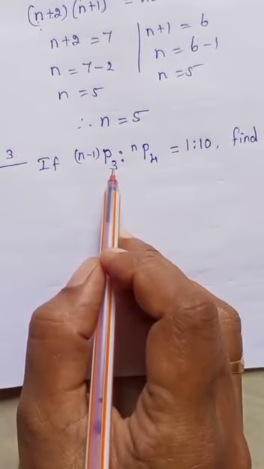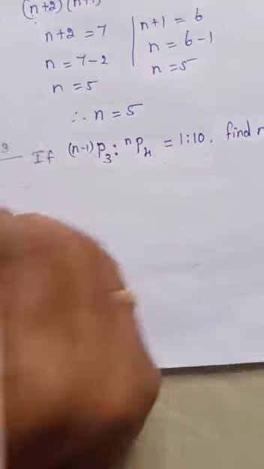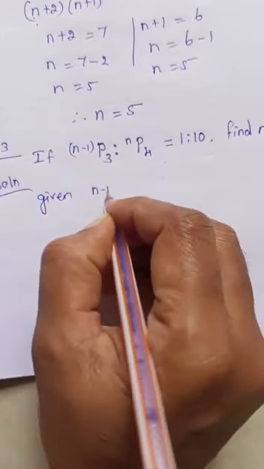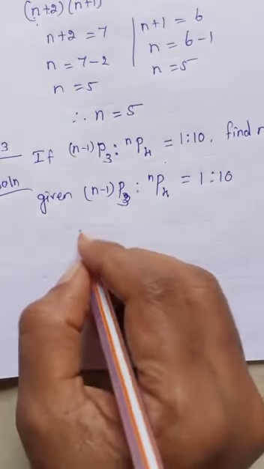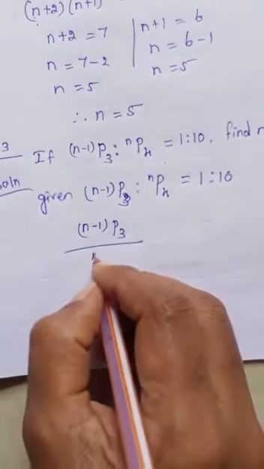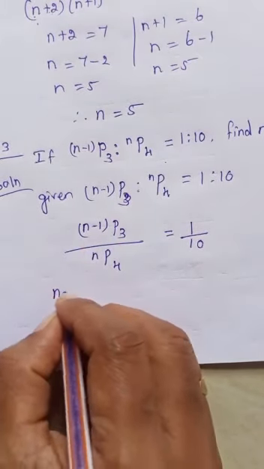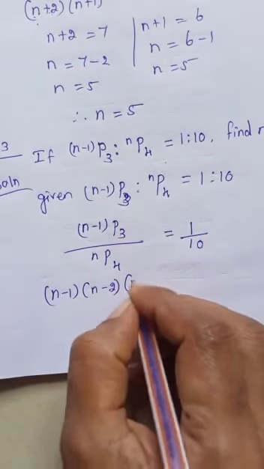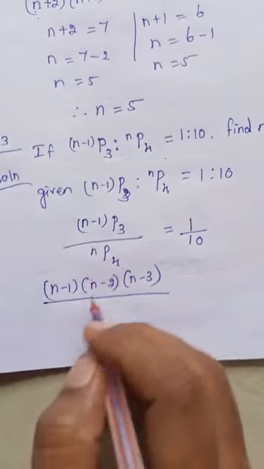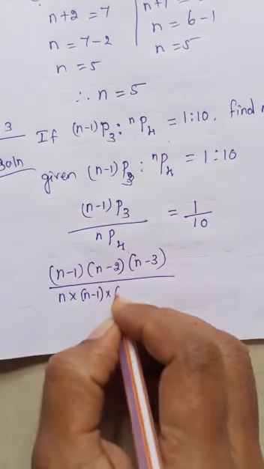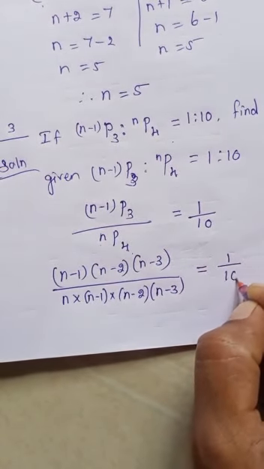Example 3. If n minus 1 P3 is to nP4 equal to 1 is to 10, find n. So this is given, we should find n. See, solution: given n minus 1 P3 is to nP4 is equal to 1 is to 10. Actually this is a fraction, isn't it? So n minus 1 P3 by nP4 is equal to 1 by 10. Now here 3 times we have to decrease this: n minus 1 into n minus 2 into n minus 3, divided by nP4. So 4 times we have to write the n in descending order: n into n minus 1 into n minus 2 into n minus 3. So 1, 2, 3, 4. Which is equal to 1 divided by 10.